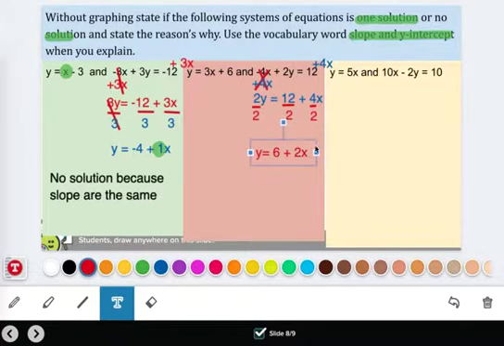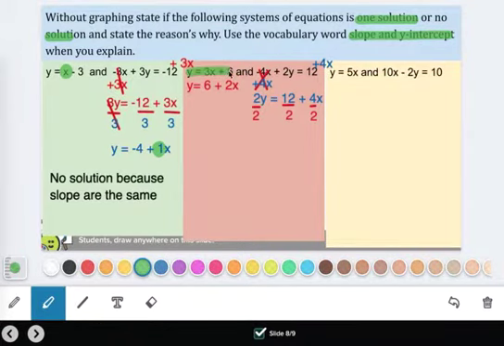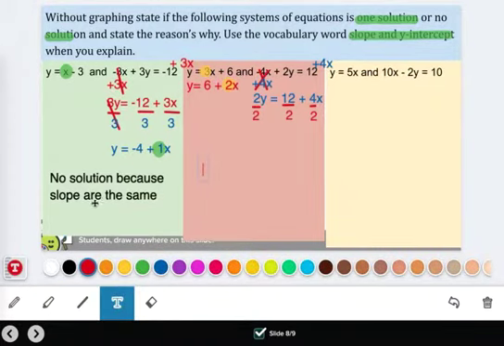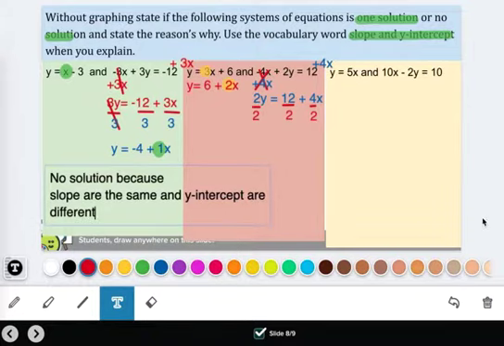You take that answer and compare it to this one here, the other line for the system. And you notice that the slopes are different. Once the slopes are different, it's going to be one solution. And this one is no solution because the slopes are the same and the y-intercept is different. Okay, there'll be no solution. That means the lines are parallel.